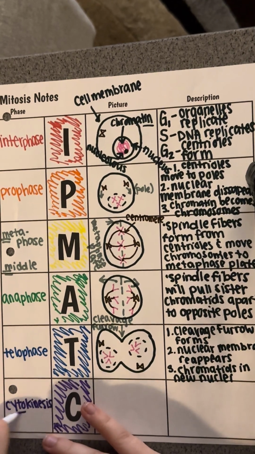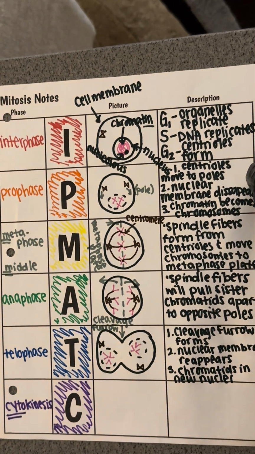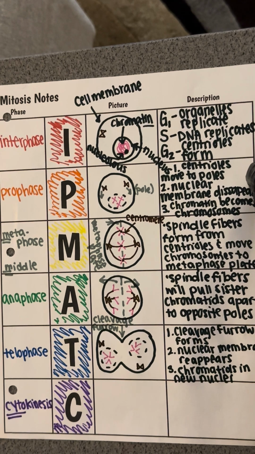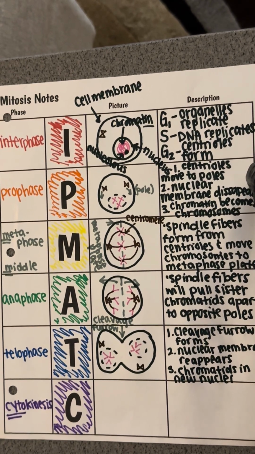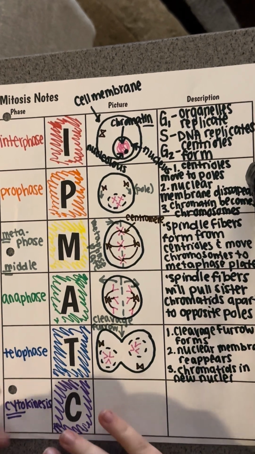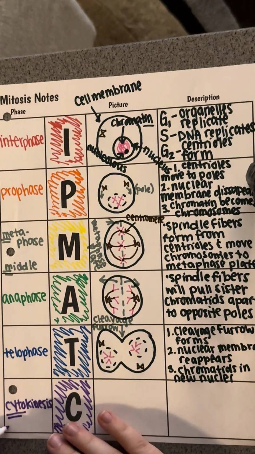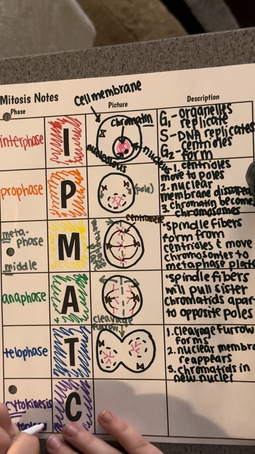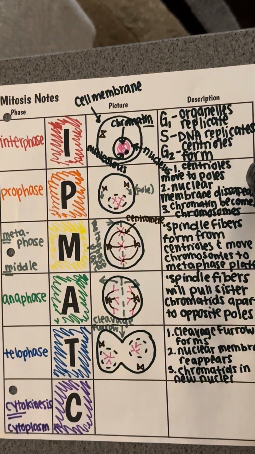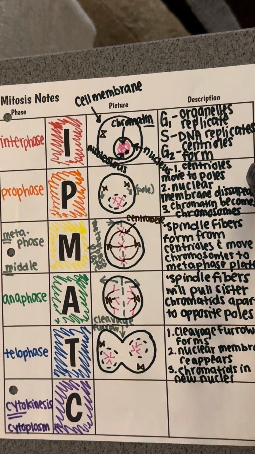Cytokinesis. Cyto is going to give away the main hint here. We learned about an organelle last unit that also started with cyto. Cytokinesis can help remind you of cytoplasm. This is where the cytoplasm is going to actually split.